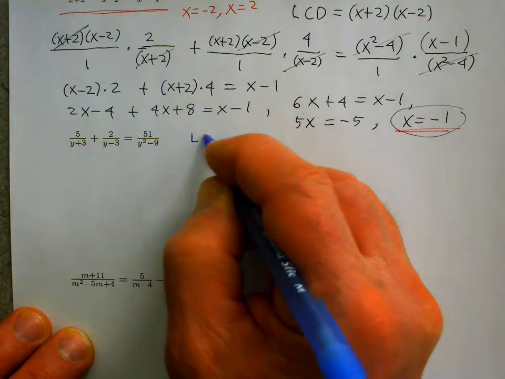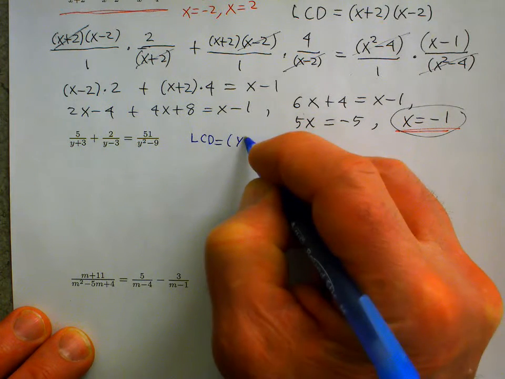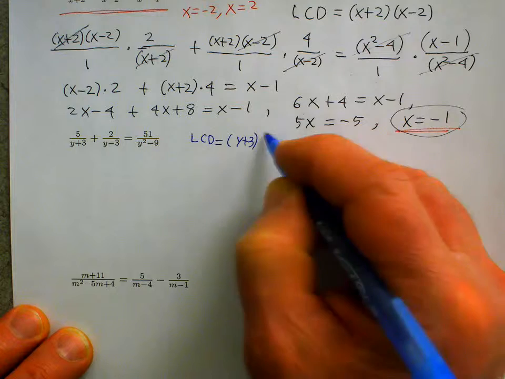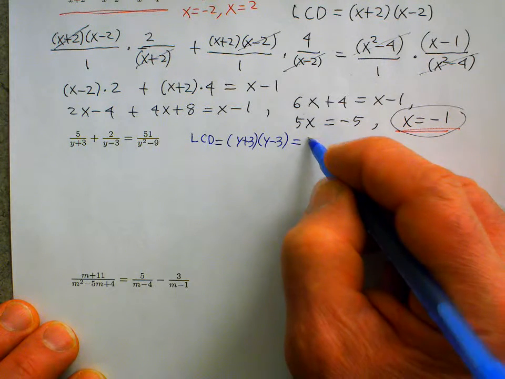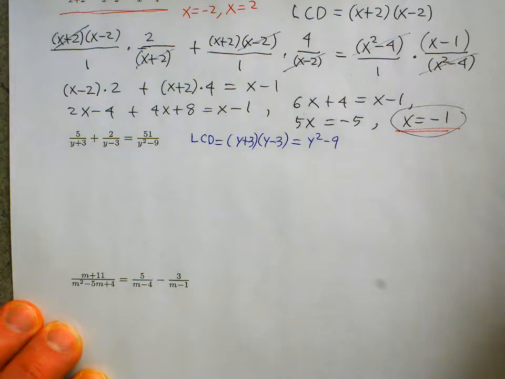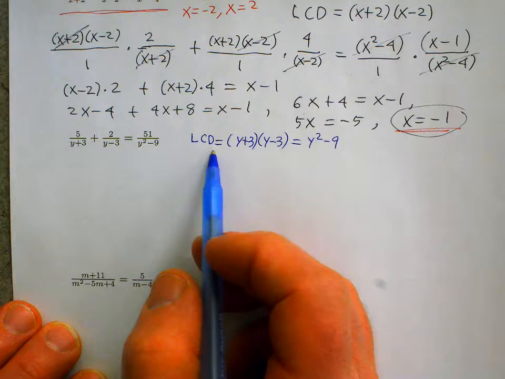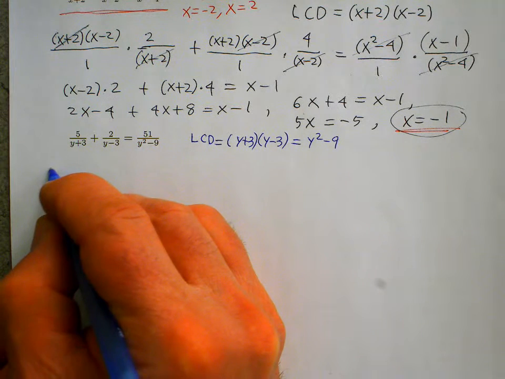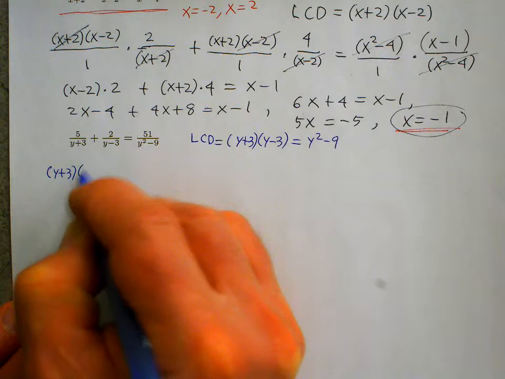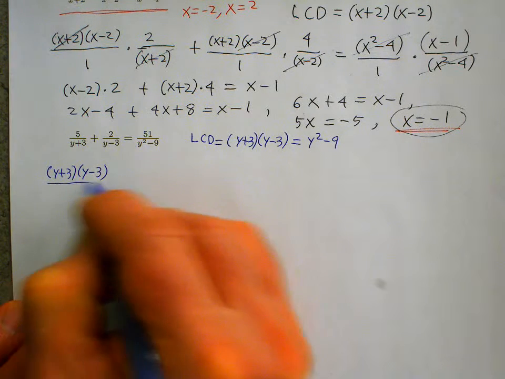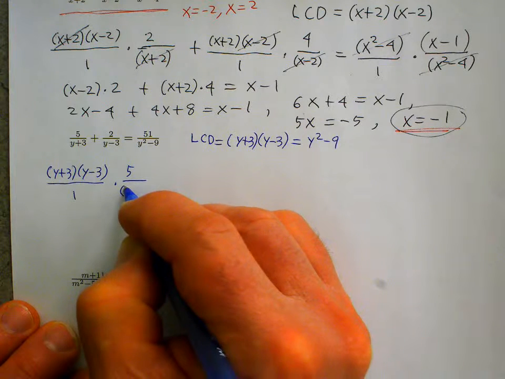So the least common denominator, you can write it in factored form, y plus 3 times y minus 3, or you can write it in expanded form, y squared minus 9. Okay, so we multiply every term on both sides by the least common denominator. So on the left, y plus 3 times y minus 3 over 1 times 5 over y plus 3.